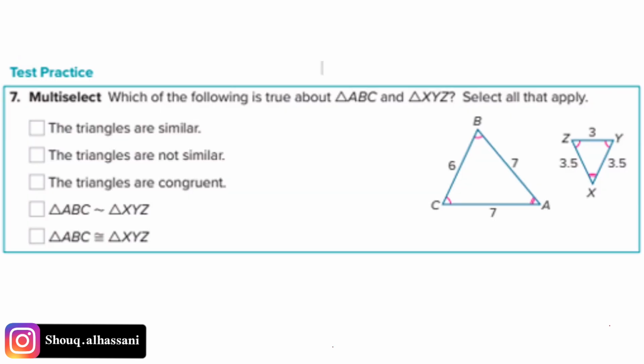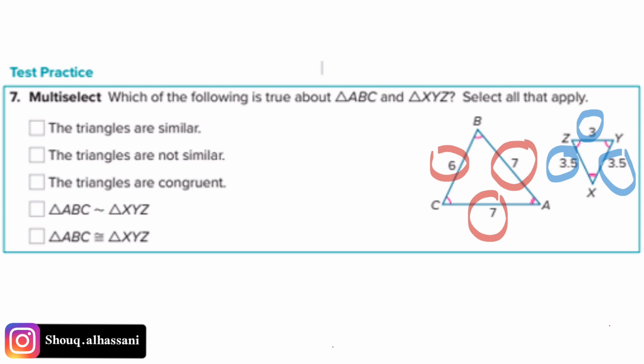For this problem, we need to determine which statements about triangle ABC and XYZ are true. First, I will compare the side lengths of the two triangles. In triangle ABC, the side lengths are 6, 7, 7. And in triangle XYZ, we have 3, 3.5, and 3.5. So now we will check the ratios of the corresponding sides.